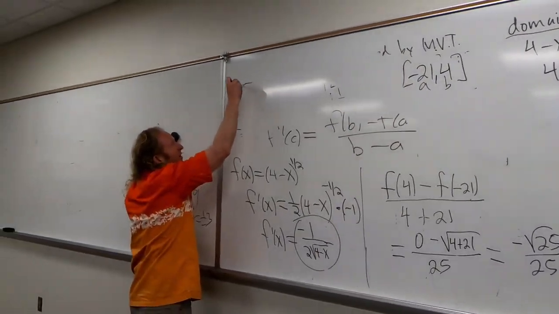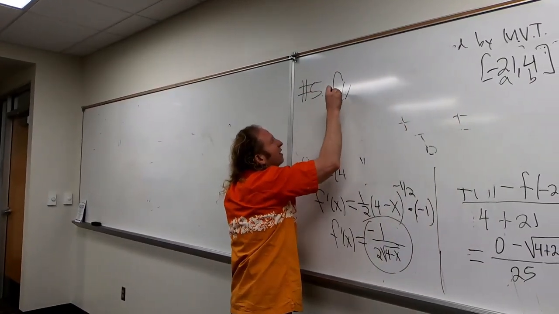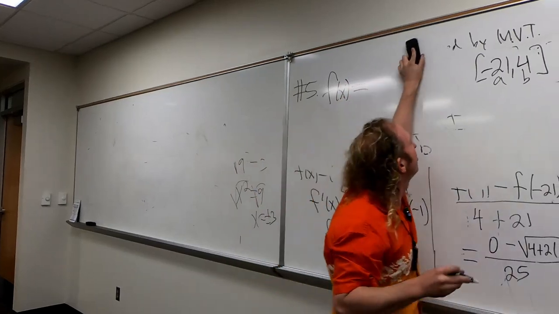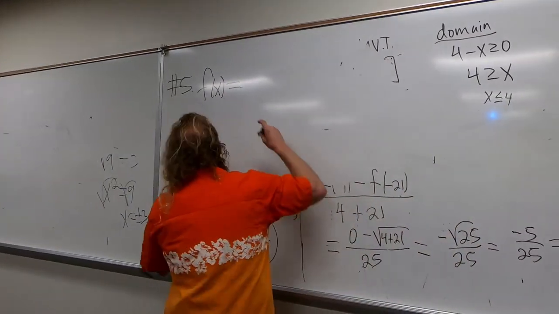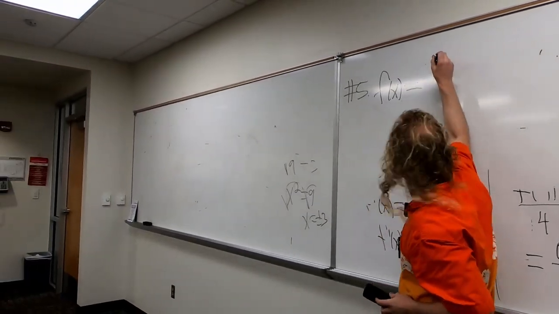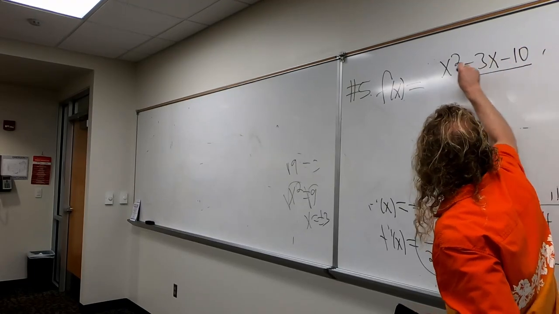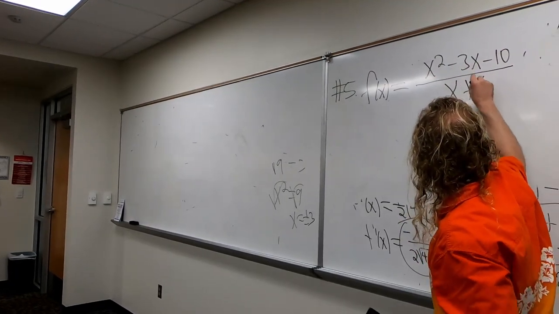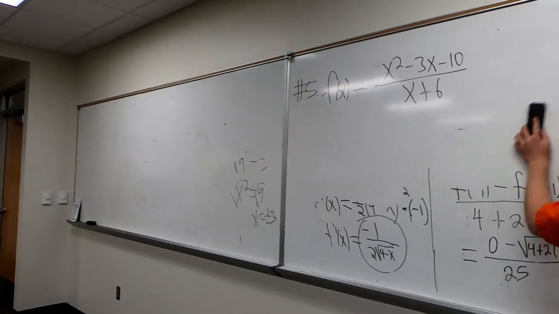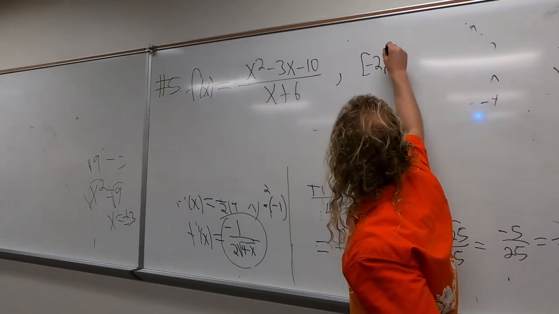So number 5. f of x. Anyone know what the numerator is? X squared minus 3x minus 10. And on the bottom it's x plus 6? Yeah. What's the interval? Negative 2 to 5. Okay, thanks, Josh.